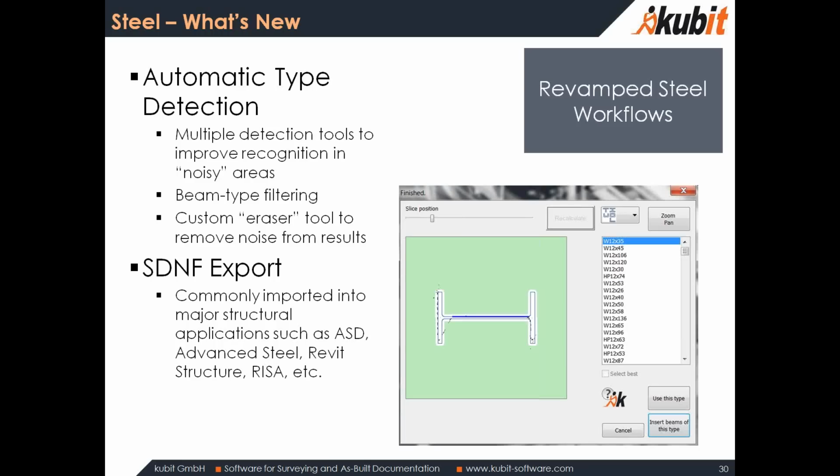We also have an eraser tool, which sounds kind of funny, but when you see it, it really helps the process. And really its goal is to get rid of any noise in the pattern that we're looking for, and I'll show you how to use that. And then the part that Scott's going to show coming up is the SDNF export, and really we chose SDNF because all of the major steel products accept that as an import, including ASD, Advanced Steel, Revit Structural, RISA, etc.